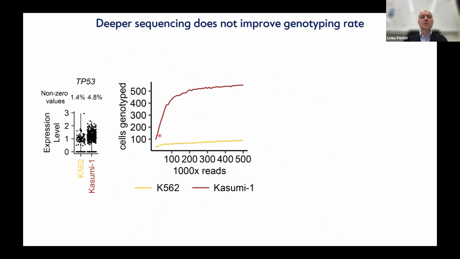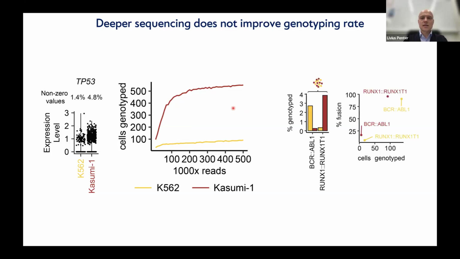And there's actually a pretty quick saturation when you increase the sequencing depth with long-read sequencing. So the genotyping rate is not really determined by your sequencing depth. It's something else. And one clue to what this else is came from our attempts to look at fusion transcripts.